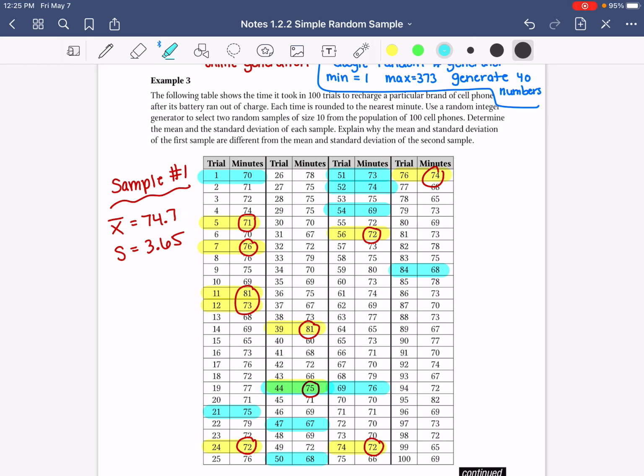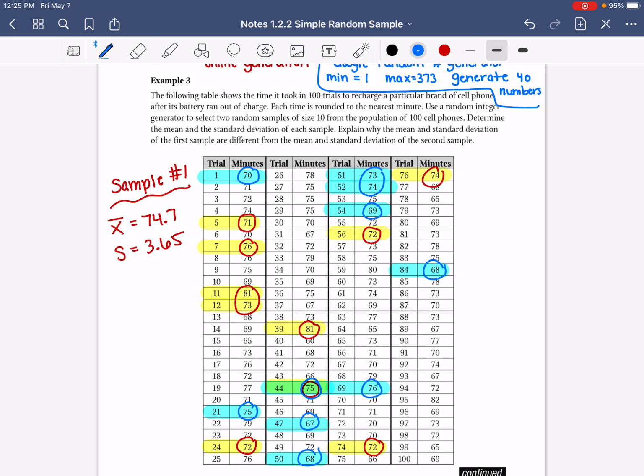So now I'm going to take these new numbers and find the mean and standard deviation. So I have 70, 75, 67, 75, 84, 76, 69, 73, 74, and 68. Sorry, I got to keep writing them down. 70, 75, 75, 67, 68, 73, 74, 69, 76, 68.